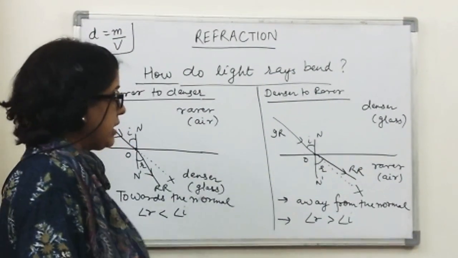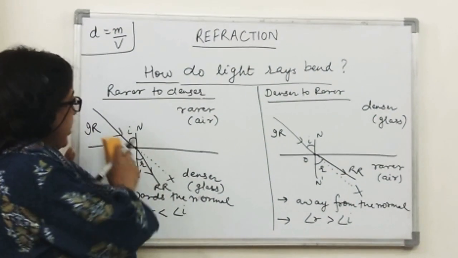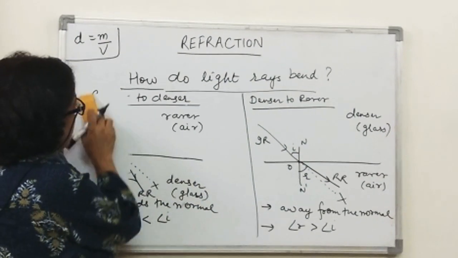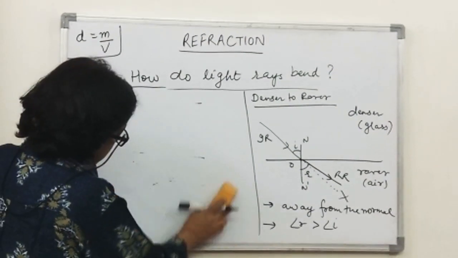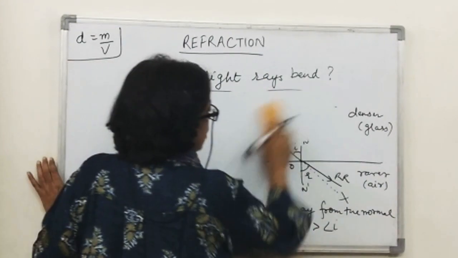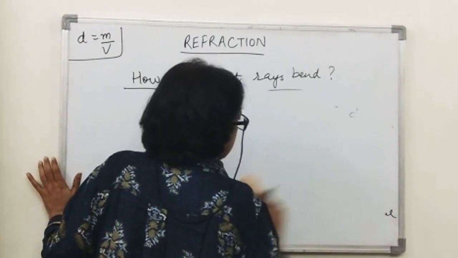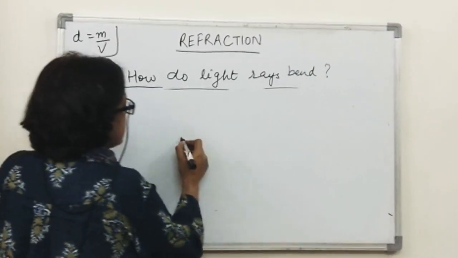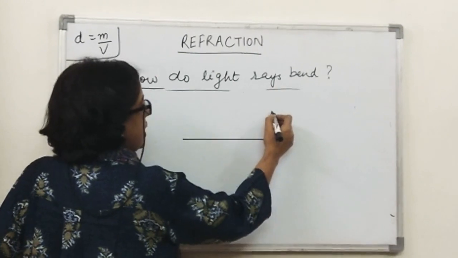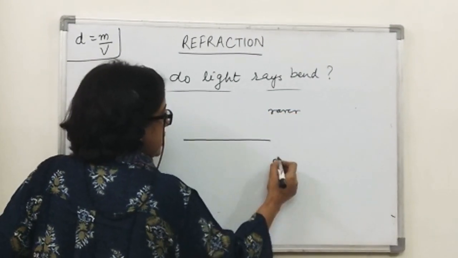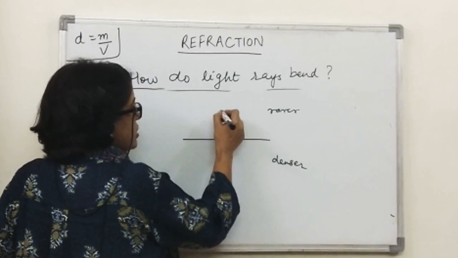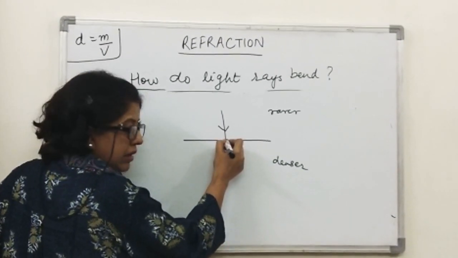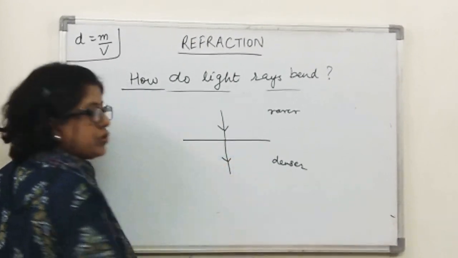Okay. Now, let's see how a ray of light passes from one medium to another if it is moving along the normal to the line dividing the two media. So let's take one more case. Now this is your line dividing two media. Let's say this is a rarer and this is a denser medium. If your incident ray is along the normal, there is no other path that it can follow and it goes straight without refraction.